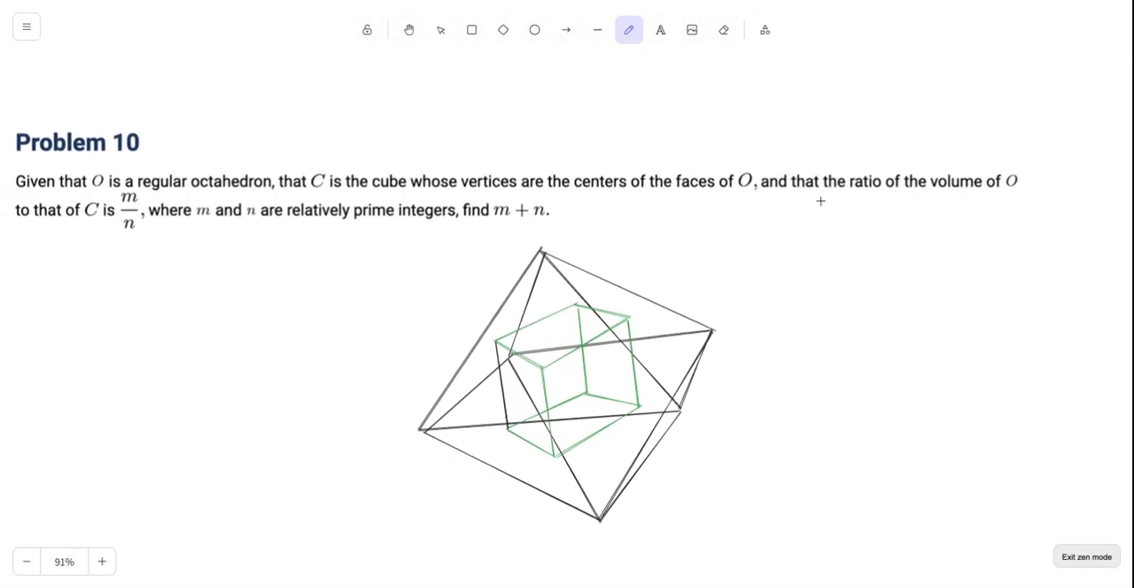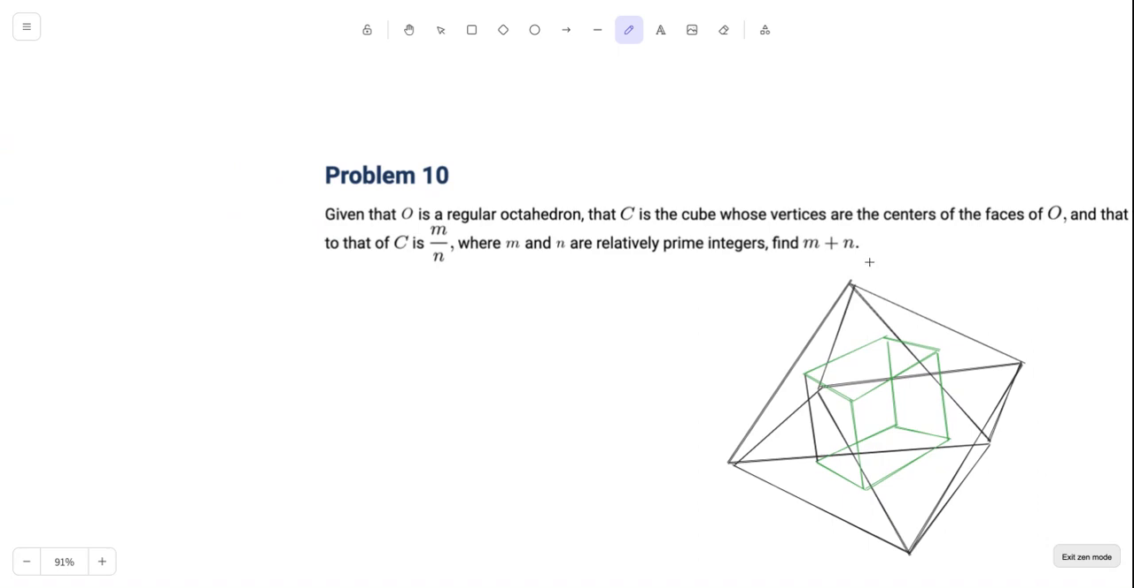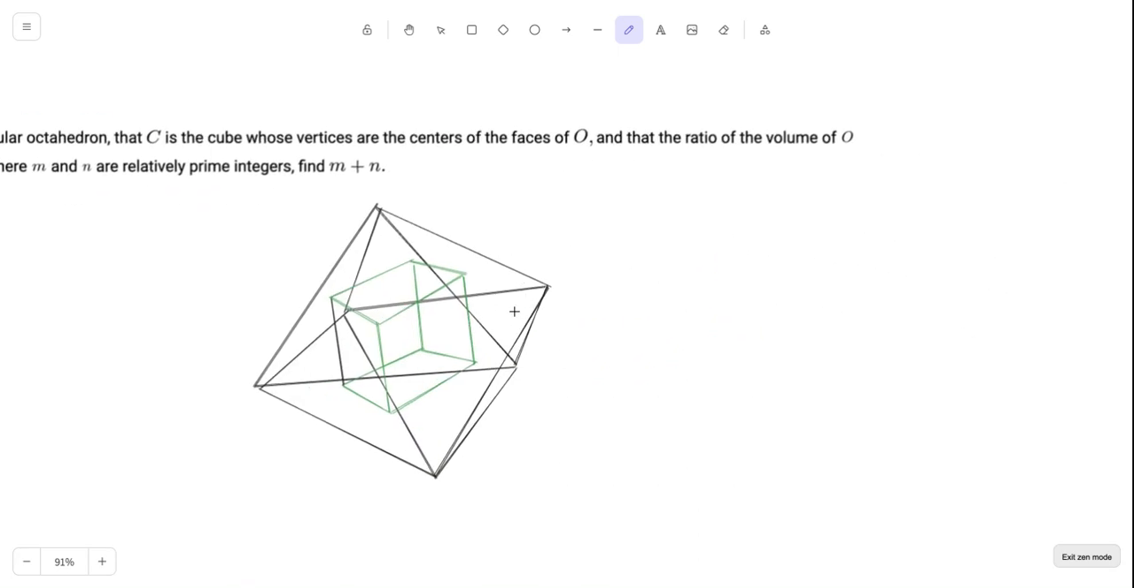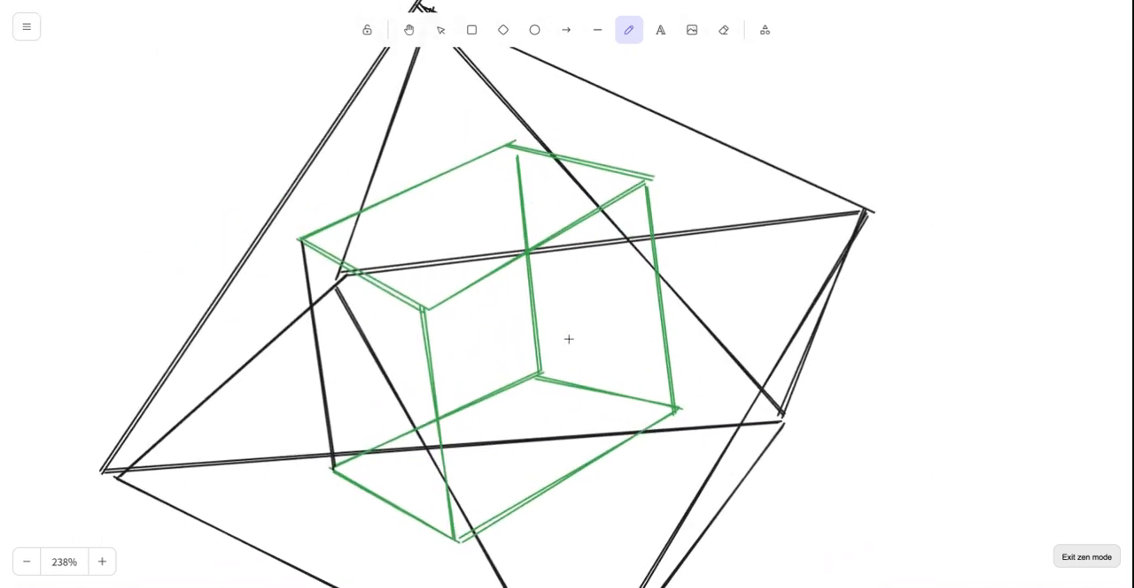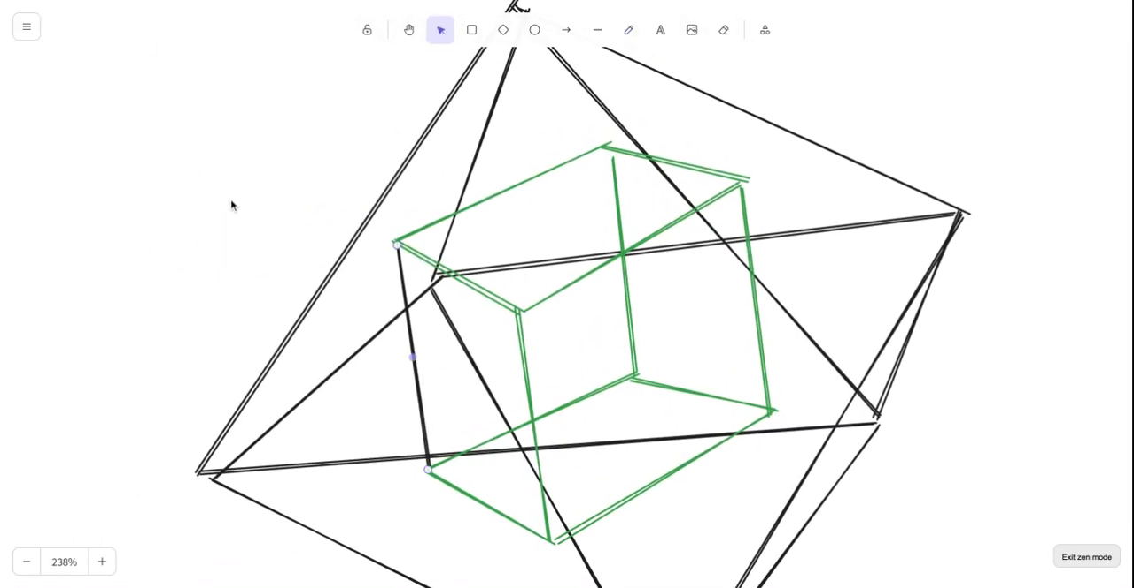So we have to find the ratio of O to C. O is the octahedron, C is the cube. So the ratio of the volume of the octahedron to the cube. Okay. Now I'm going to draw in black.